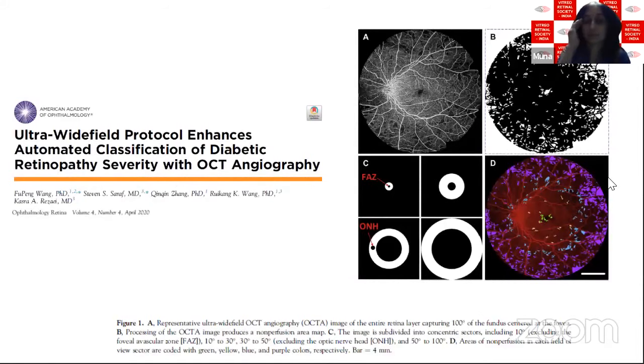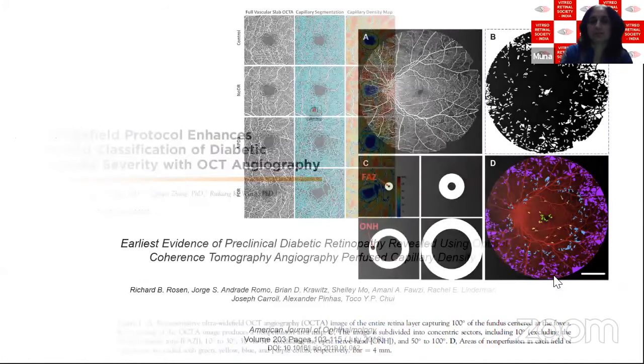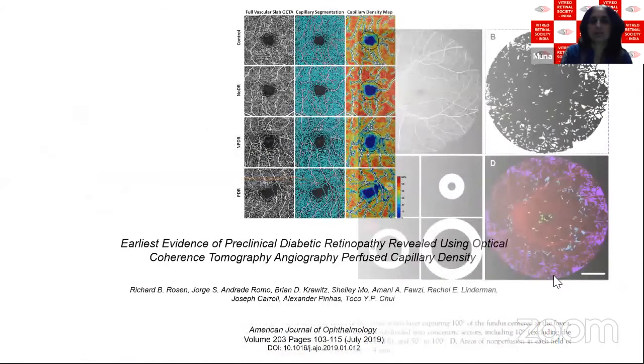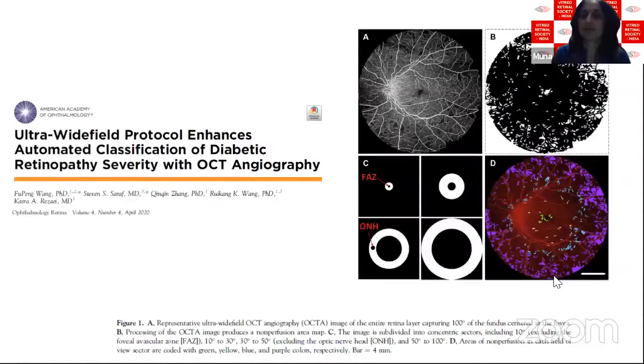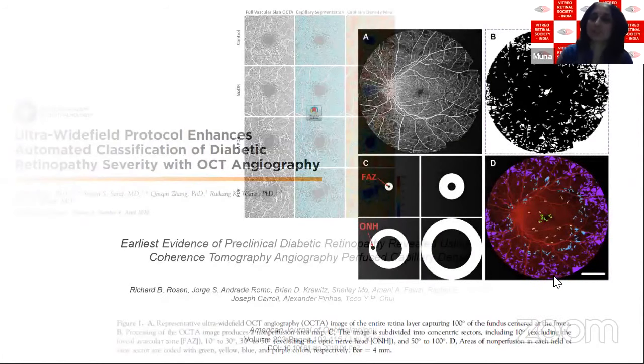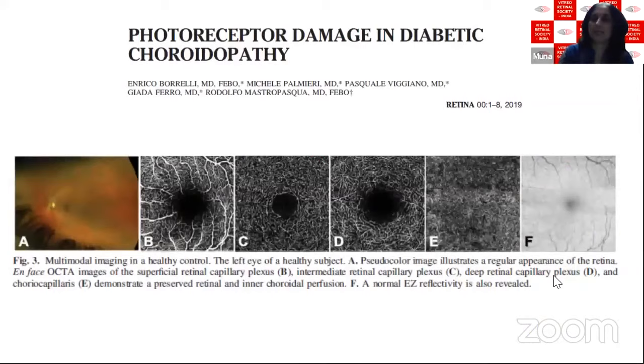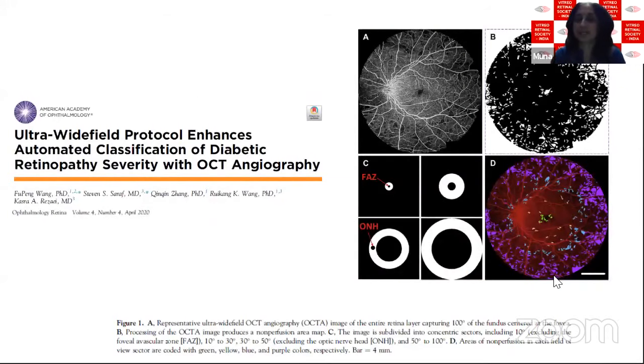This is an interesting paper where they used ultra-wide field protocol to enhance the automated classification of severity of diabetic retinopathy. Looks very much like our ROP classification, 10 degrees, 10 to 30, 30 to 50, and 50 to 100, color-coded accordingly. And they found that, I'm missing a slide here, but with more severe retinopathy, the purple areas in the periphery definitely extended further.